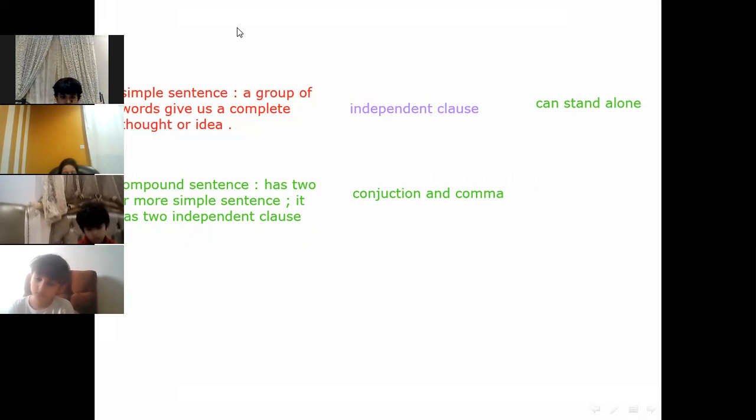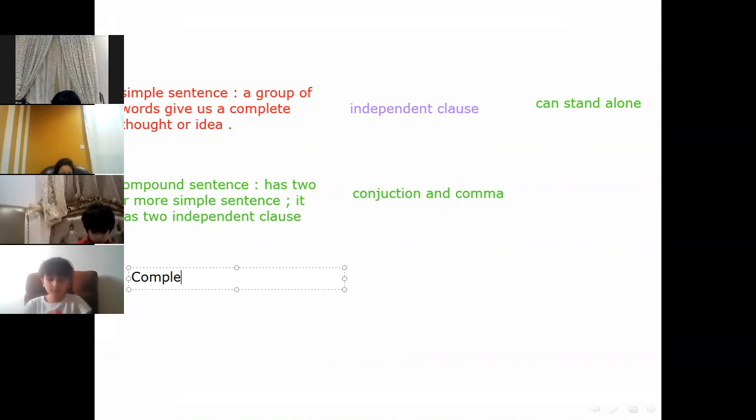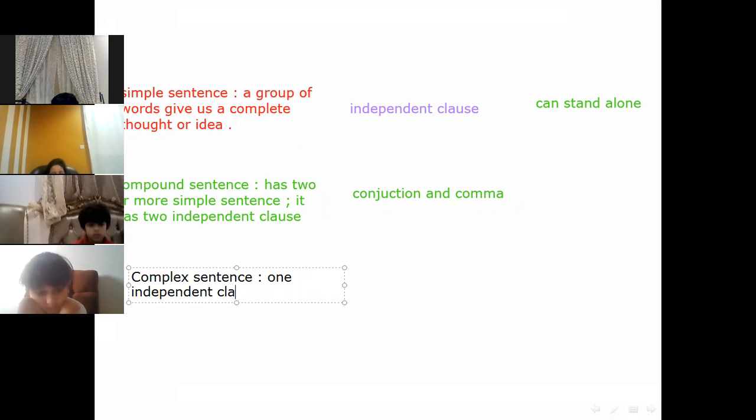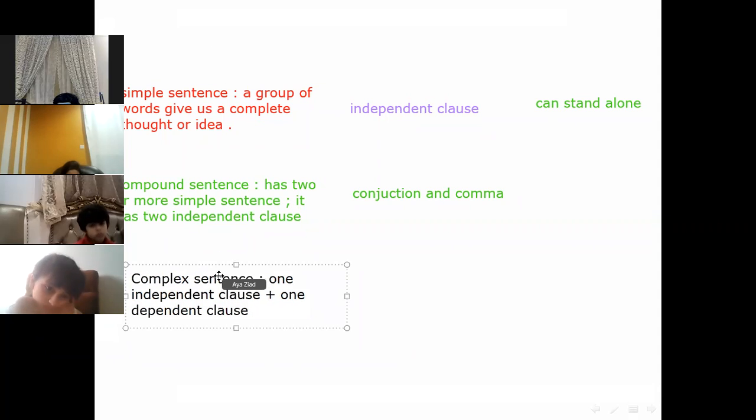We have another kind of sentence: the complex sentence. The complex sentence has two clauses. It has one independent clause plus one dependent clause. What is the dependent clause?